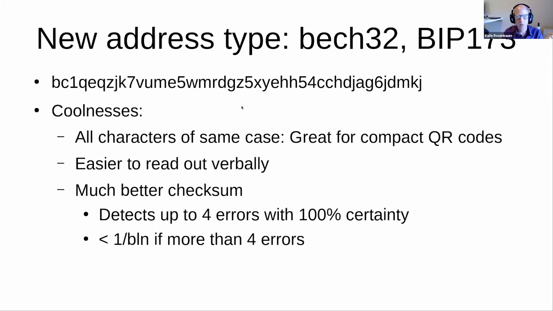The cool thing about this address format is that, first of all, the characters are of the same case, which makes it more suitable for compact QR codes. QR codes can be much more compact if they don't have to encode both upper and lower case. And they are easier to read out verbally because you don't have to say lower M, lower R, upper B, and so on. You just say W, M, R, D, G, Z. So that's easier to read.